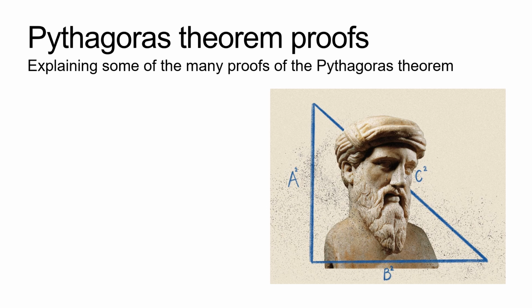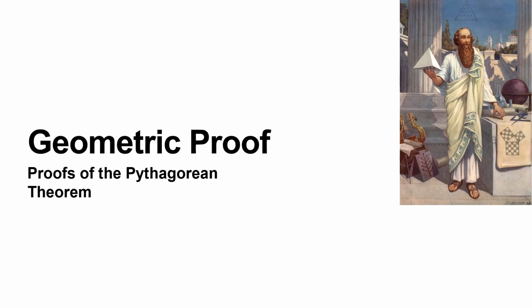There are many ways to prove the Pythagoras theorem, but for the scope of this video, we'll focus on four main ways, namely geometric, bisectional, trigonometric, and visual. Let's start with the geometric proof.